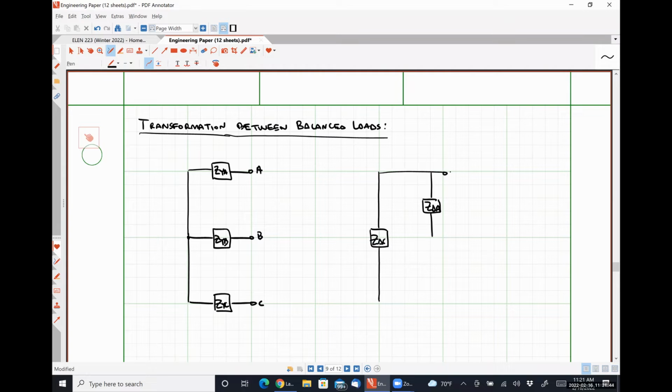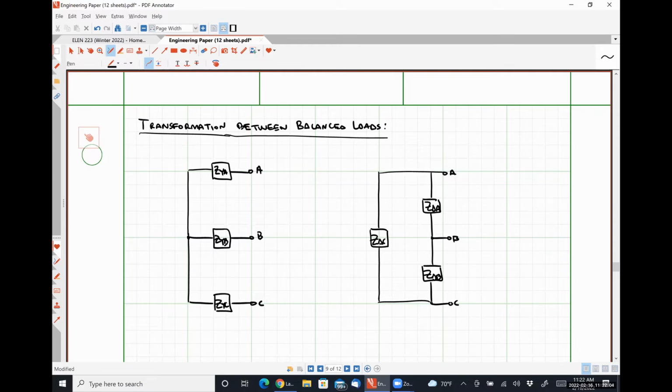Z delta A is between the A and B terminals. Z delta B is between the B and C terminals, and then Z delta C is between the C and A terminals. Okay.